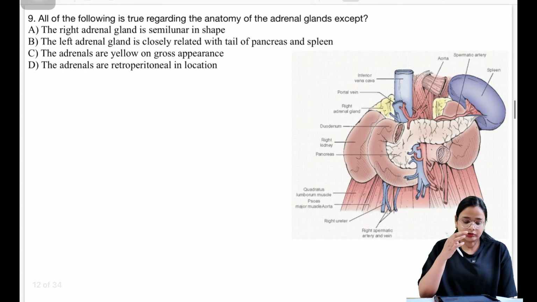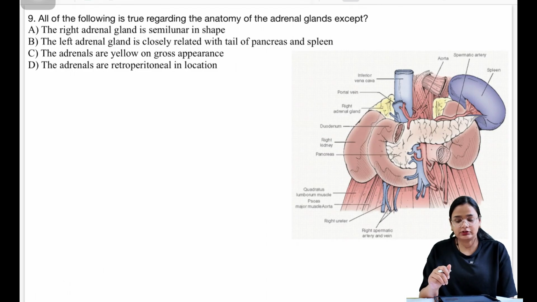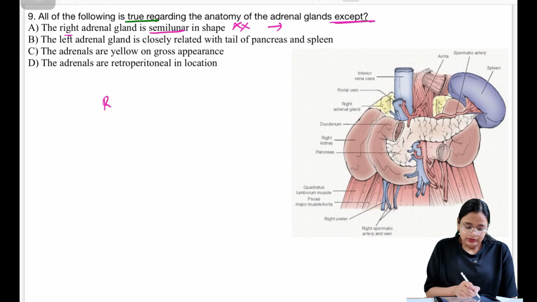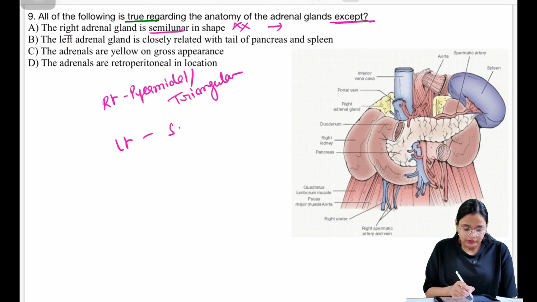Next, ninth question: all of the following are true regarding the anatomy of adrenal glands except. For the anatomy of adrenal glands you need to remember their relations and everything. Here they are asking true except, meaning the wrong one. First, right adrenal gland is semilunar shape. No, this is incorrect. Why? Because right adrenal is pyramidal or triangular. Left adrenal is semilunar shape. So the correct answer will be A.